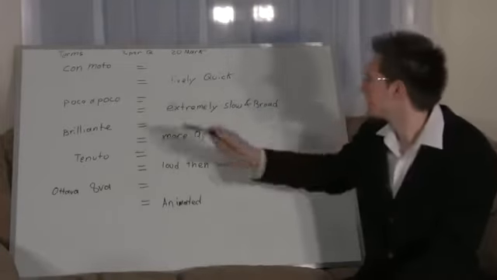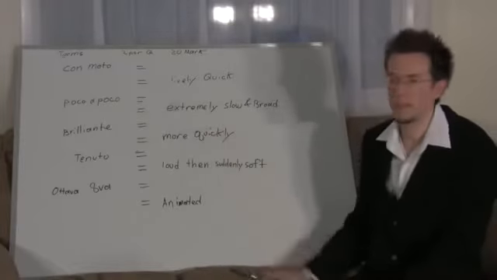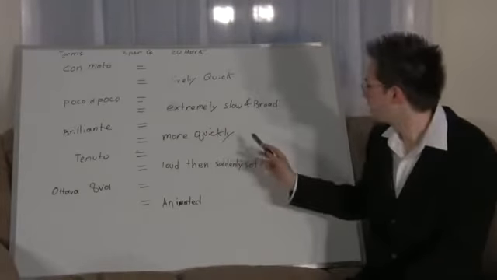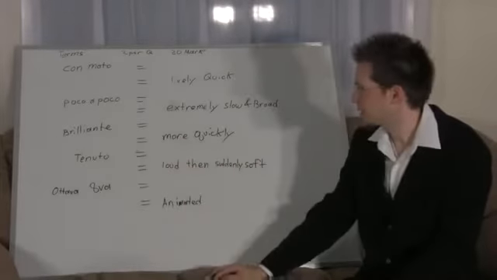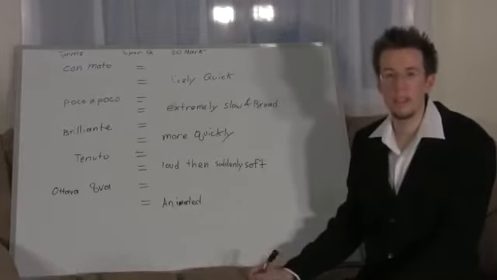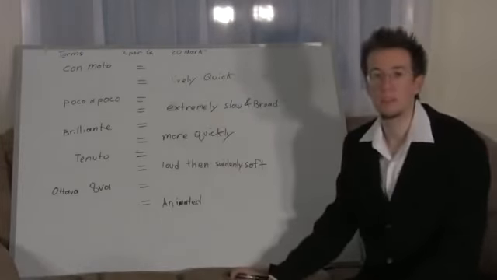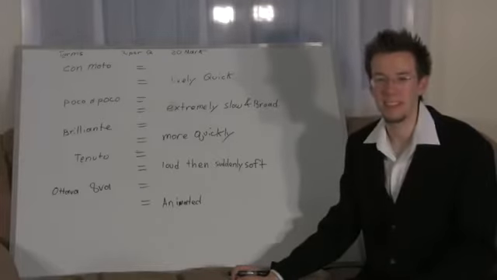It's my favorite. Extremely slow and broad. What does that mean? Brilliant. Brilliante. More quickly. What does that mean? Tenuto. What does that mean? Loud and suddenly soft. Blah, blah, blah. And so per one, each answer or each question there is worth 2 marks. So, hope you do well.